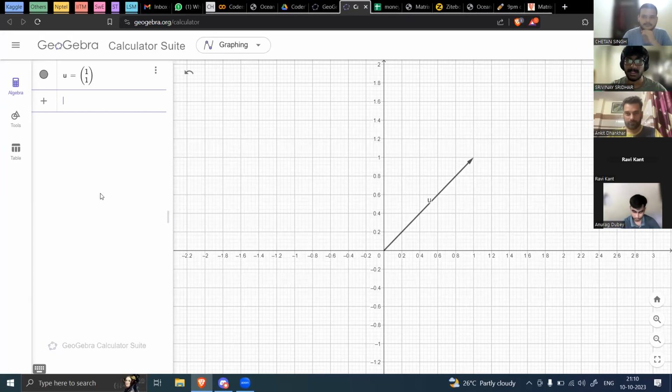I mean, a point can't be perpendicular. I can take a point and drop a perpendicular to it, so I can't really say what points are perpendicular to it, but I can say what vectors are perpendicular to it. Yeah, I think that's the question.